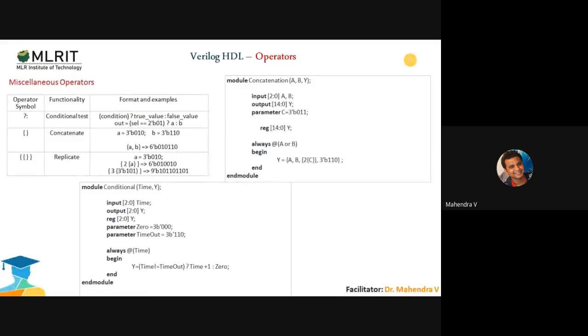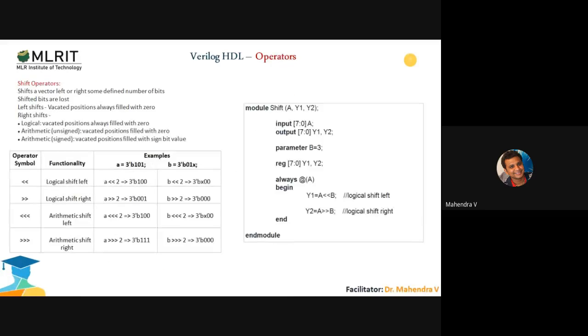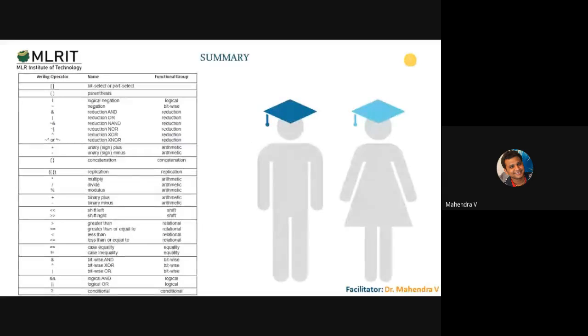Okay, now these are the few operators we have seen. We have seen the arithmetic operators, then bitwise operators, reduction operators, comparison operators, that is the equality operator, logical operators, and relational operators. Finally, shift and miscellaneous operators we have seen. Now these are the operators we use. In summary, I can show all these things. These are the complete operators we can use in Verilog HDL.